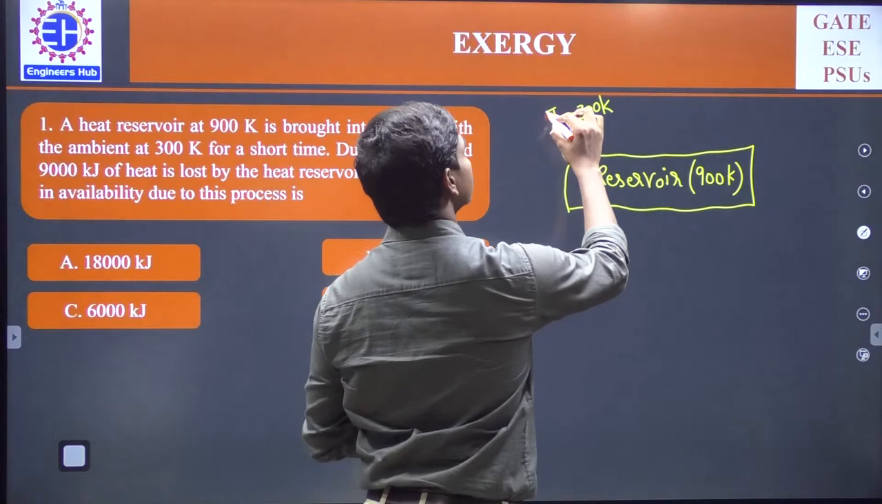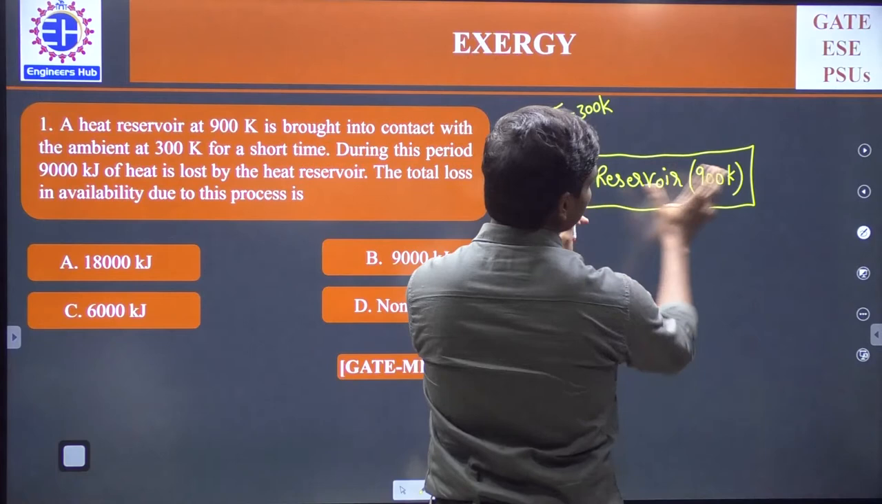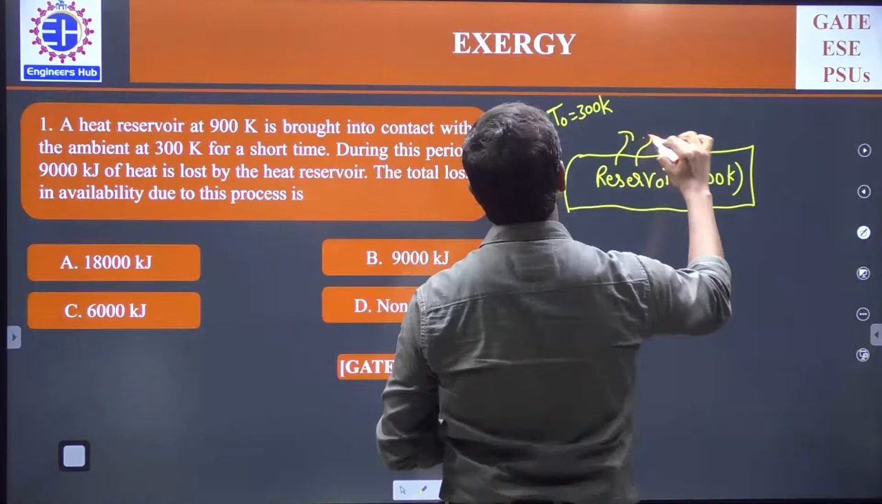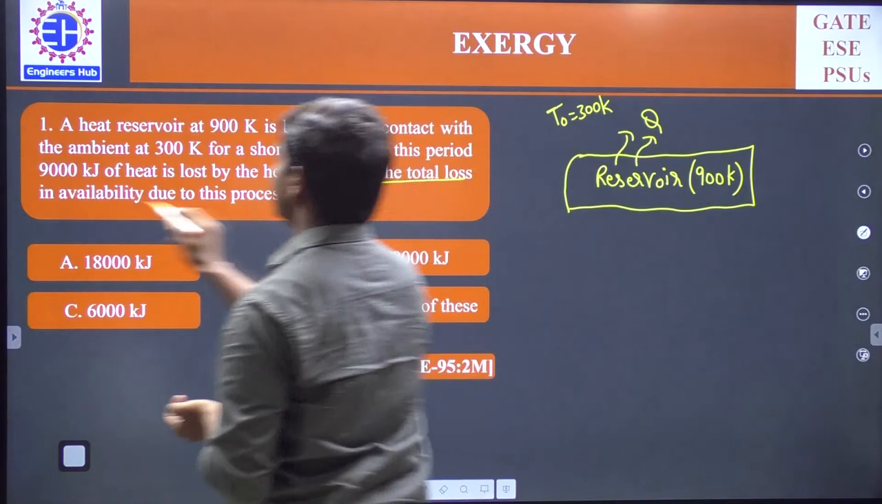So now it's given during this period for a short time. Okay, this reservoir which is at high temperature is here for some long time. During this period, 9000 kilojoules of heat is lost by the heat reservoir. Obviously, because of temperature difference, there will be some heat loss to the ambience. Correct? Now, the total loss in availability due to this process.